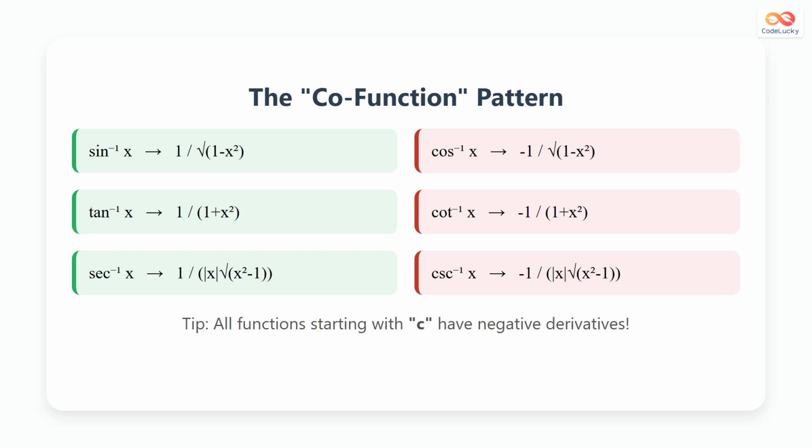Here is a summary table to help you memorize them. Notice the pattern. All the cofunctions, cosine, cotangent, and cosecant, have negative derivatives. If you memorize the 3 positive ones for sine, tangent, and secant, you automatically know the other 3 just by adding a negative sign.